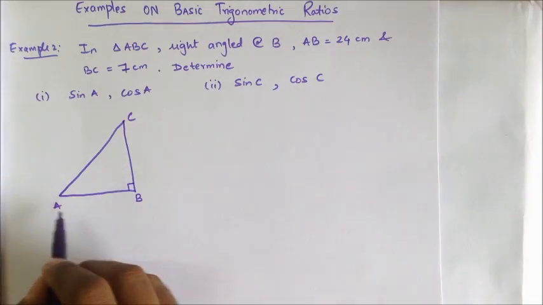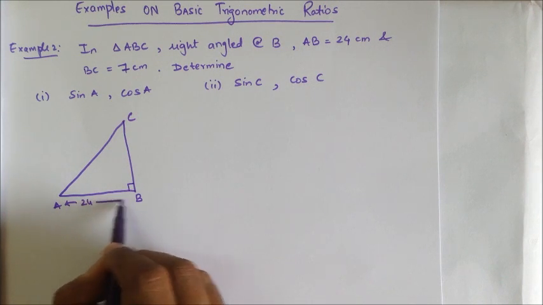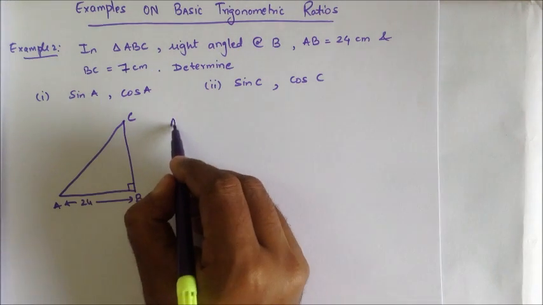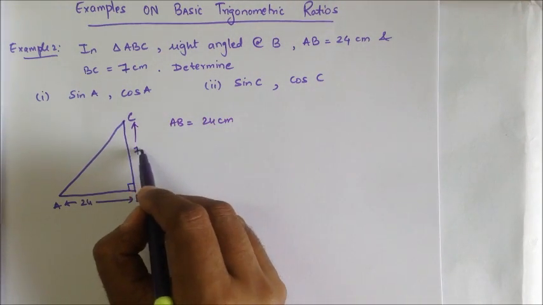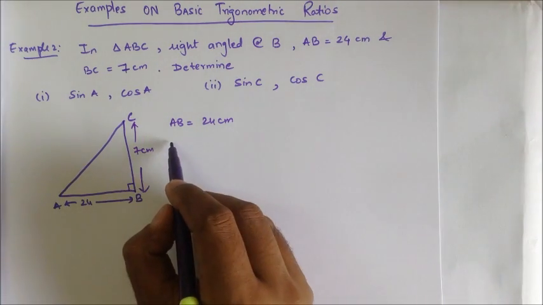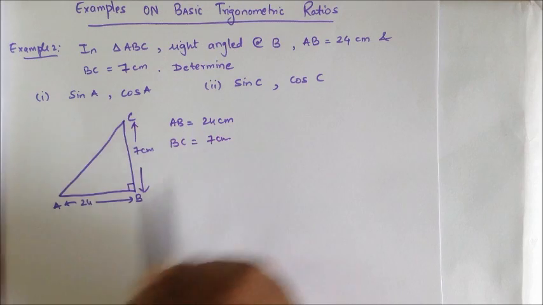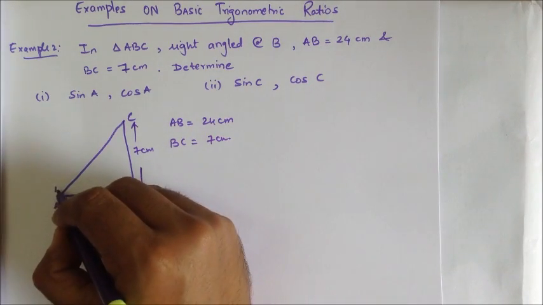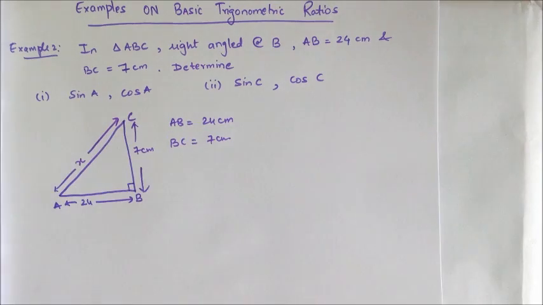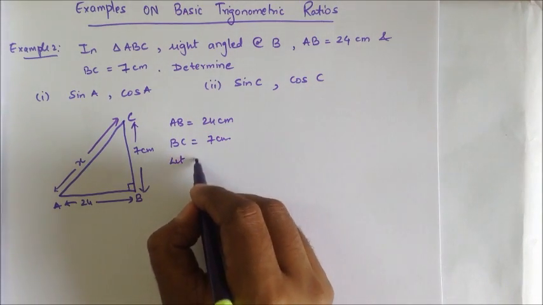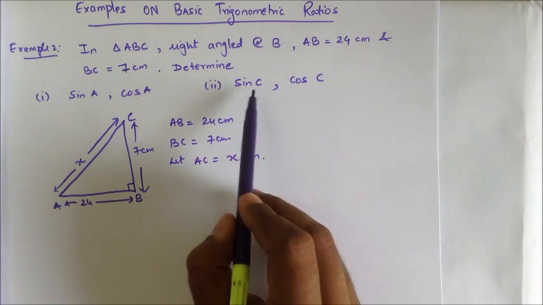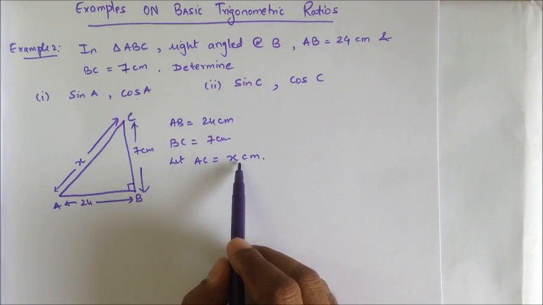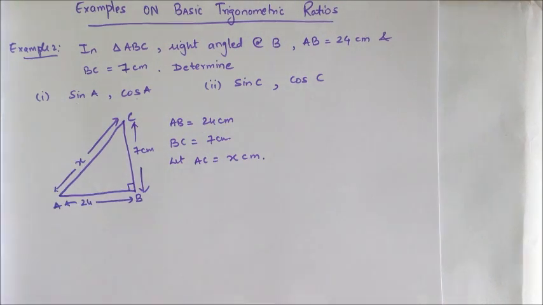Now AB is given as 24 centimeter. BC is given as 7 centimeter. We have not been given AC, so for the time being I'll put AC as equal to X centimeter. So let AC be equal to X centimeter. Before I move ahead for finding sine of A, cos of A, sine of C, cos of C, I need to find X, because that would determine the hypotenuse of this right angle triangle.